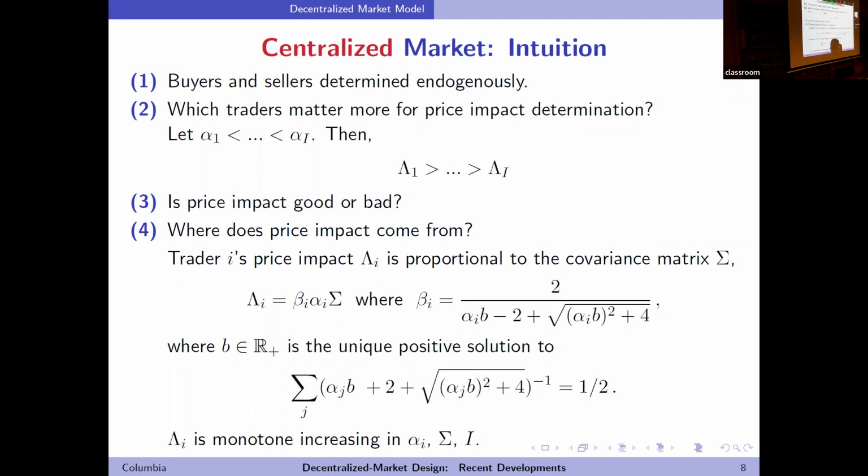All right, so is price impact good or bad here? The intuition from IO models, from models where the lambdas are matrices, yes, they are matrices, but in the centralized market model, they are proportional to covariance. So we just need to rank. Yes, thank you.